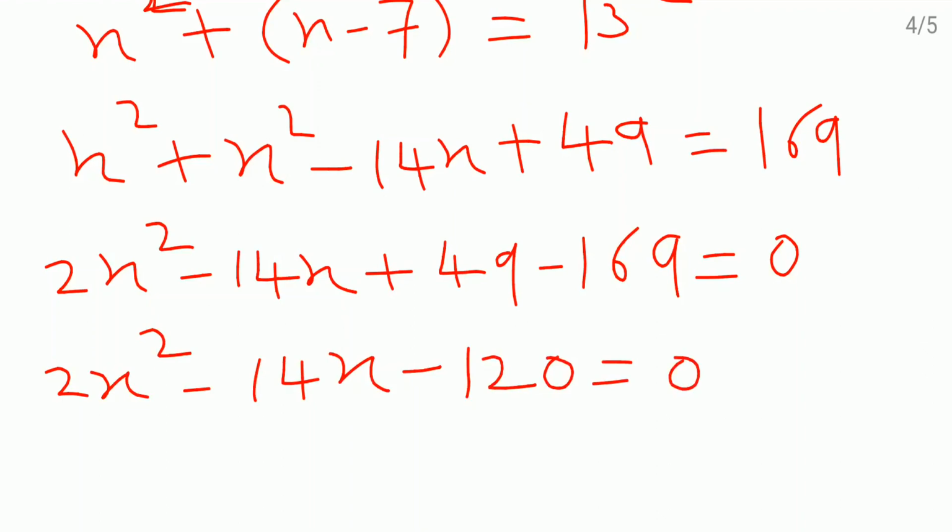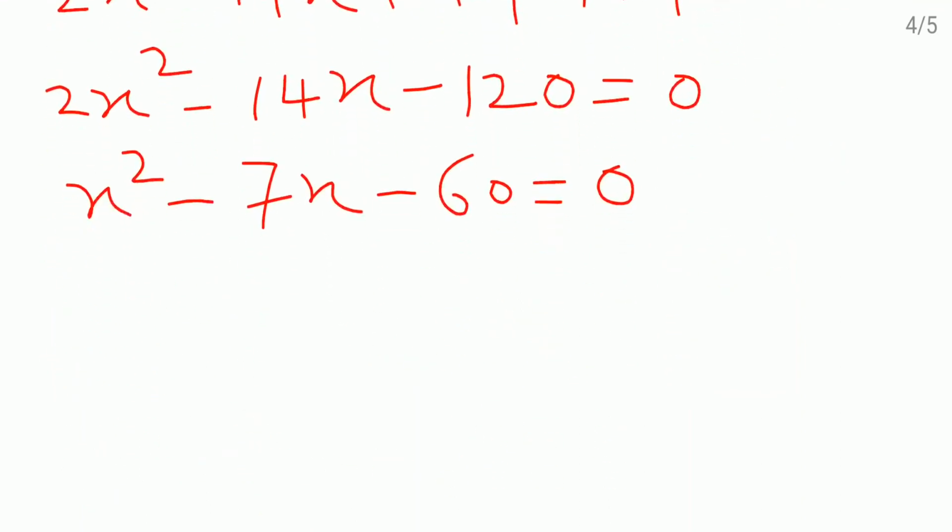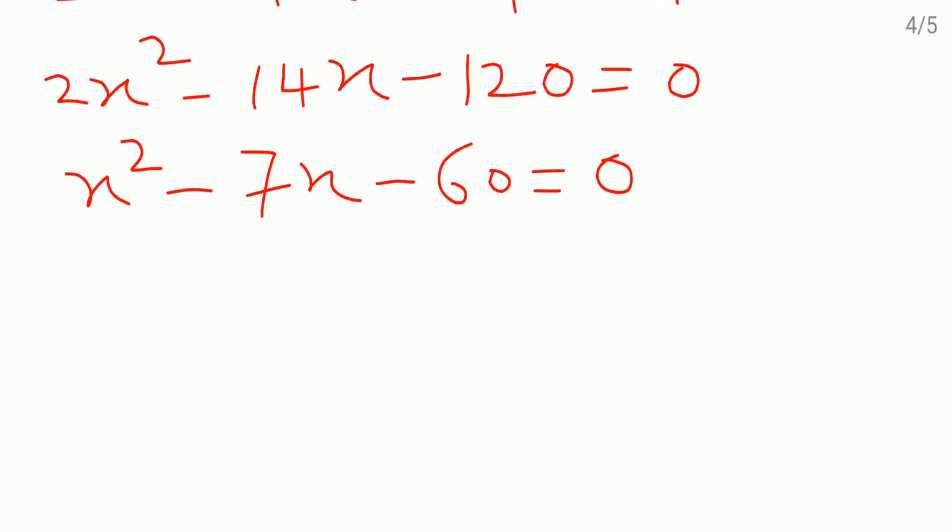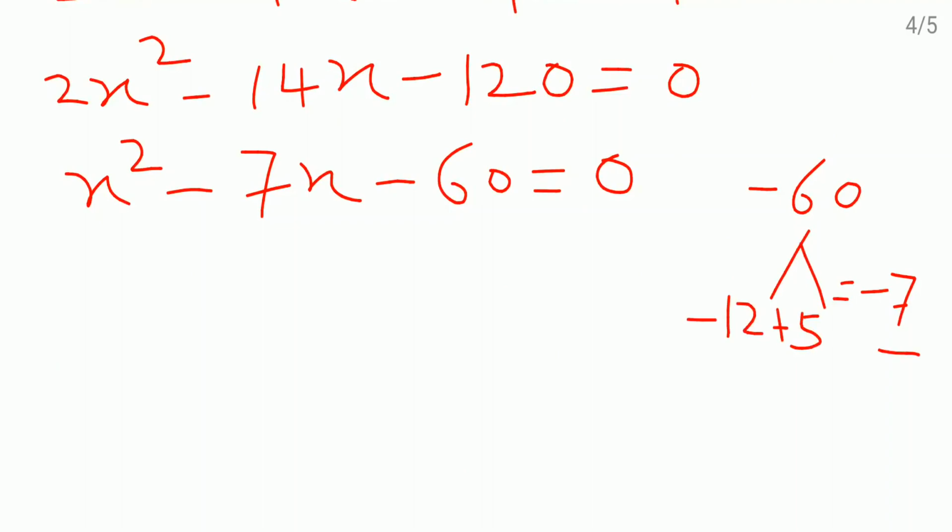Now look at this equation here. All these numbers are divisible by 2. So we'll divide it by 2. So we get x square minus 7x minus 60, which is equal to 0. Now the product is minus 60 and sum is minus 7. So which are those two numbers? 12 and 5 are, so minus 12 plus 5. So minus 12 plus 5, addition comes as minus 7 and the product comes as minus 60.